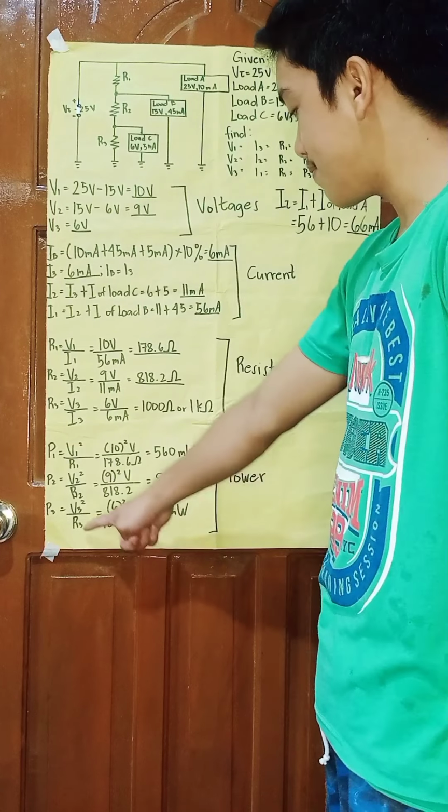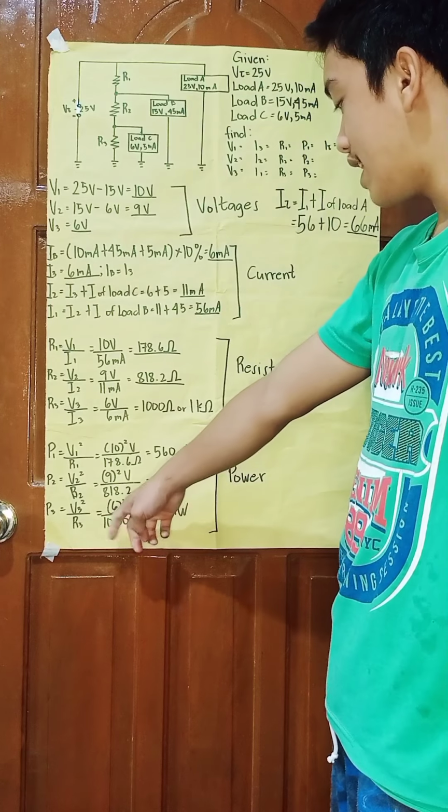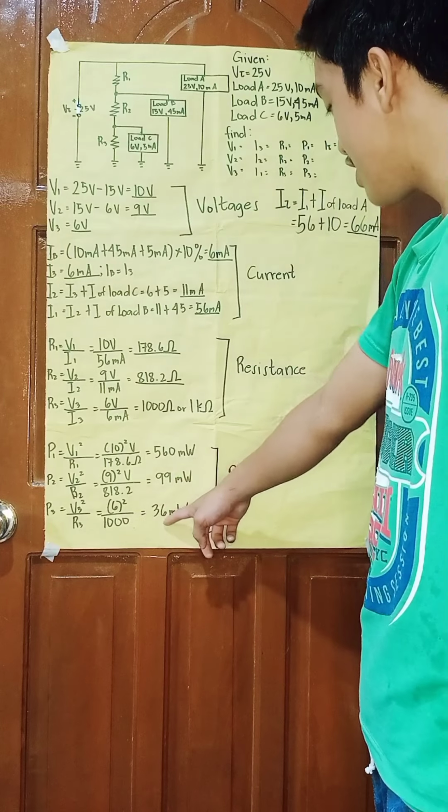Next is P3. So the formula is V3 squared over R3. So V3 is equal to 6. Then R3 is equal to 1000 ohms. So 6 squared divided by 1000 is equal to 36 milliwatts.